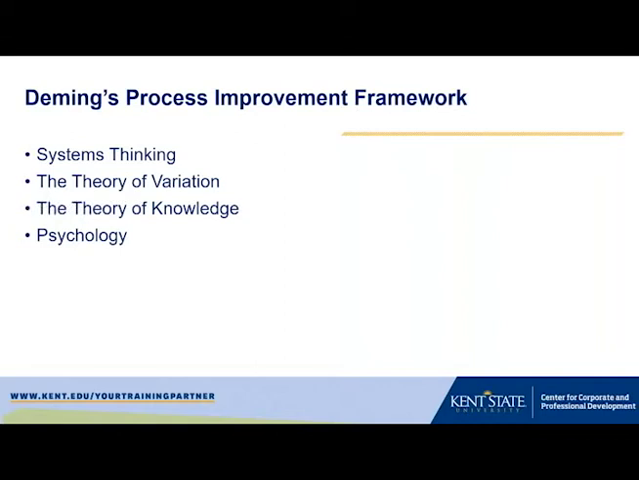Systems thinking, that everything is part of a system, processes are interconnected. We can break those processes down into finer parts, but we need to understand how they connect together to really get the best out of changes that we might make. Variation, as I said, is the enemy of quality. We need to understand that.